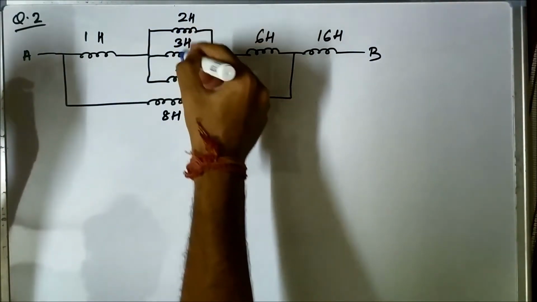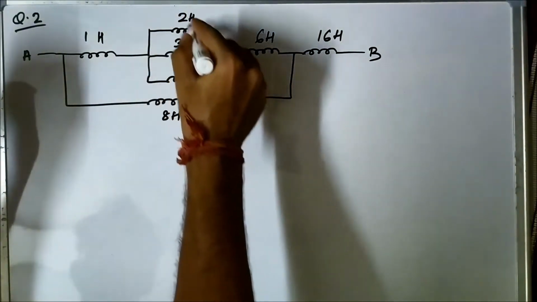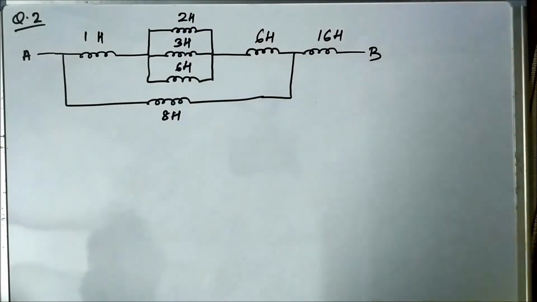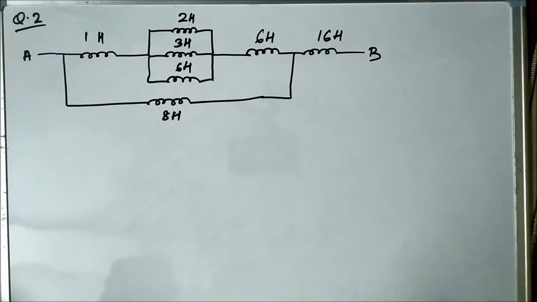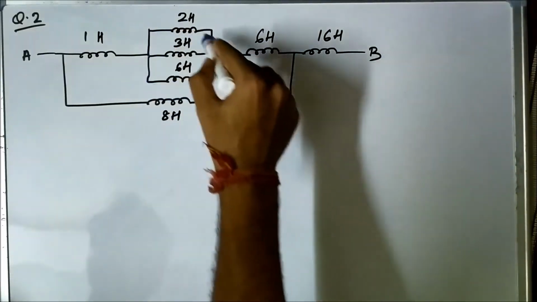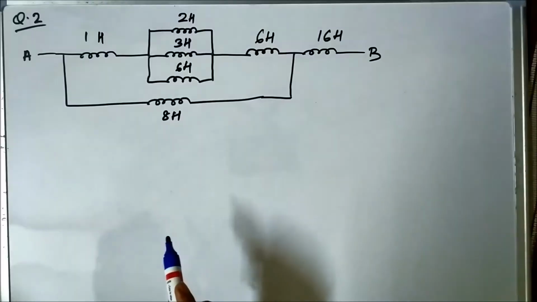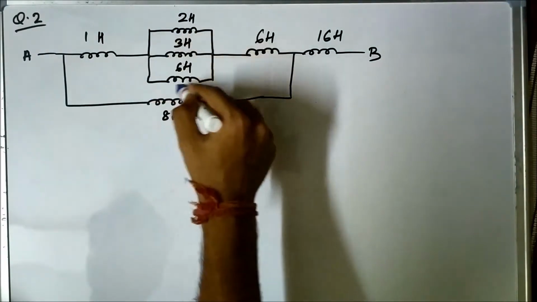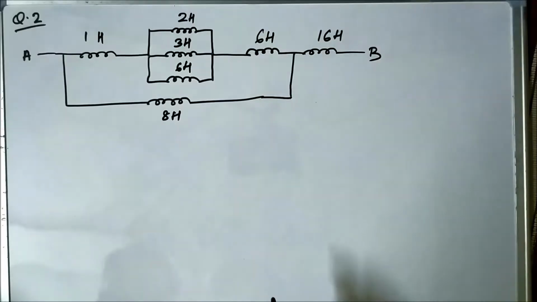These three inductors are connected in parallel. So first we will try to find the equivalent inductance of this portion. Let us just find the equivalent inductance of this portion.